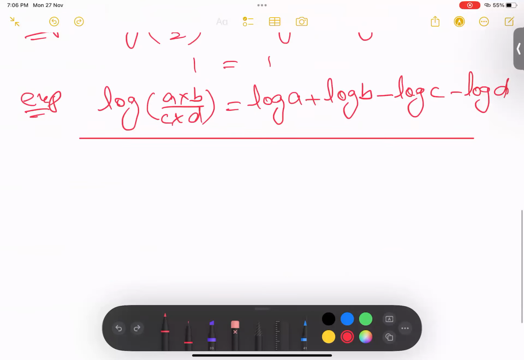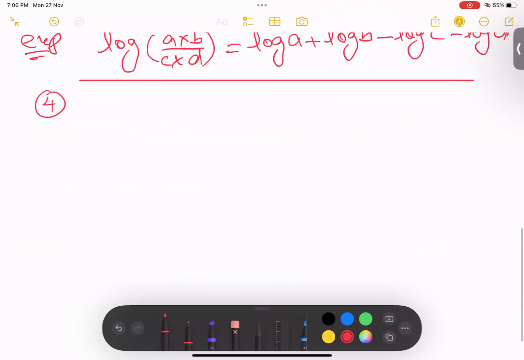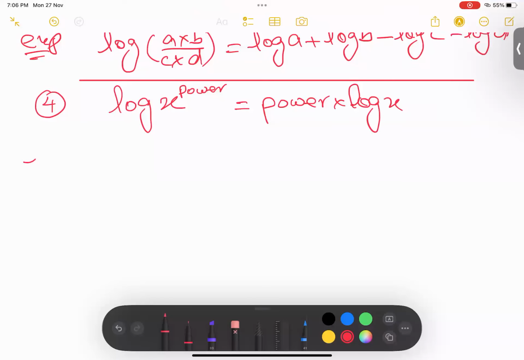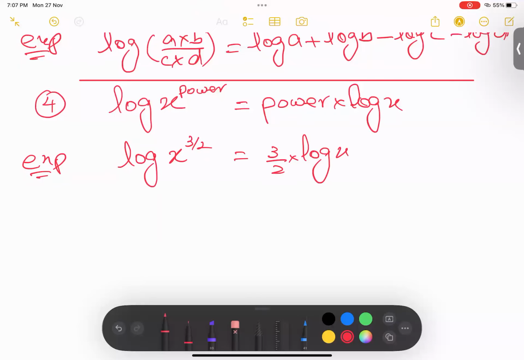Now, another property I want to discuss with you, the fourth property. It is a very interesting property as well. If I have any power here, P for power, this power can come down, and I can write power times log of x. Have a look at an example. Let's say a logarithm of x to the power 3 by 2. So 3 by 2 I can bring down times logarithm of x. So let's have a numerical example. Numerical means which you can type in a calculator.